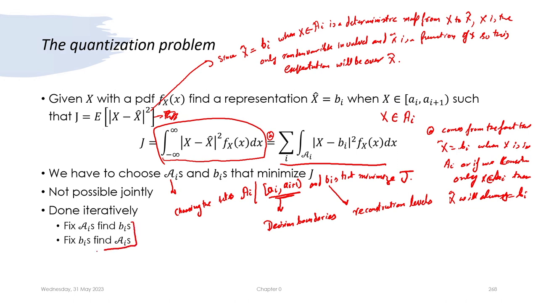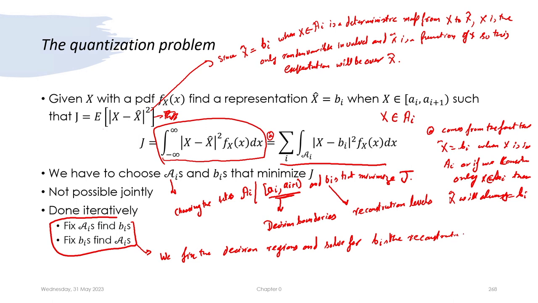So what we do is we solve this problem of quantization iteratively, that is, we fix the decision regions and solve for b_i's, that is the reconstruction points, and we fix the reconstruction points and we solve for the decision regions. By doing this iteratively, we can reduce the overall cost function to a minimum. And there are guarantees that show that this indeed is the global minimum, but that is not what we will cover in this course. Our focus is on simulation and not that much on theory. We will just cover the basic theory that is required to do that simulation.